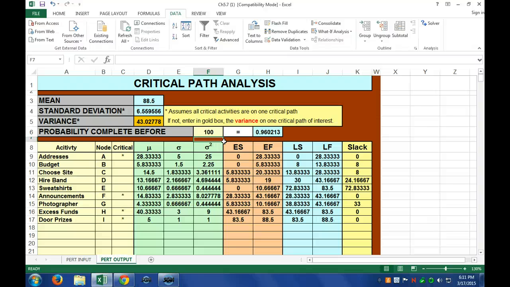If I asked you what is the critical path here? What are the critical path activities? The critical path activities are A, F, H, and I, okay? What activity has the most slack over here? Okay, order of the sweatshirts, it looks like, has 72 days of slack, okay?